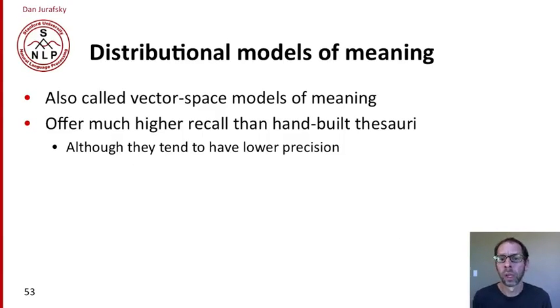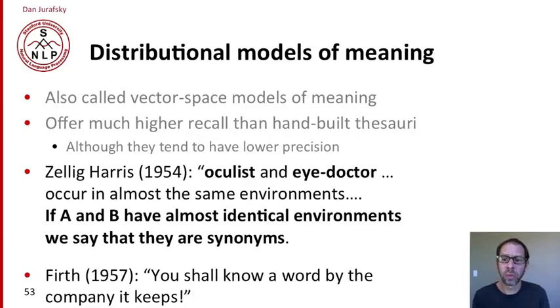So for all these reasons, we often use distributional models of meaning, often called vector space models of meaning. And these tend to give you higher recall than hand-built thesauri, although they might have lower precision. The intuition of these distributional models of meaning comes from early linguistic work. So for example, Zellig Harris in 1954 said oculist and eye doctor occur in almost the same environments. So if A and B have almost identical environments, we say they're synonyms. And Firth, back in 57, said, "You shall know a word by the company it keeps."